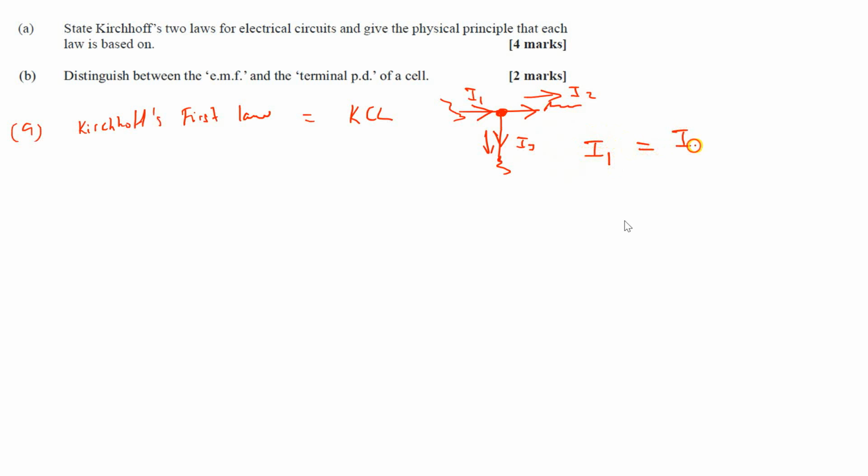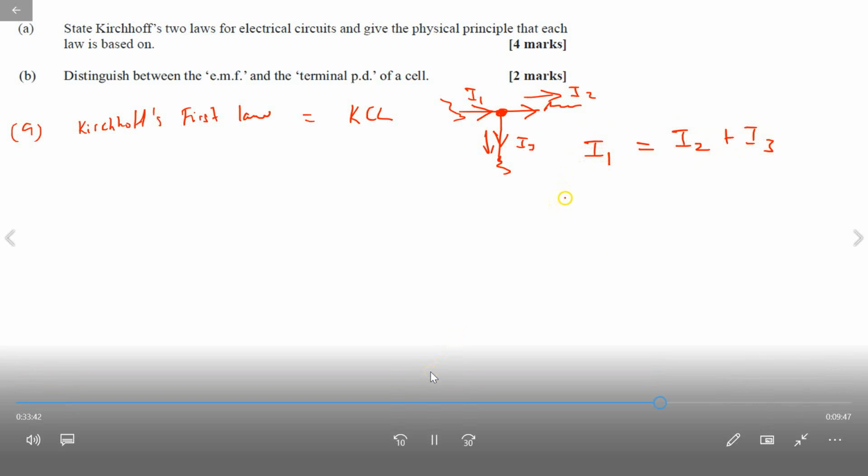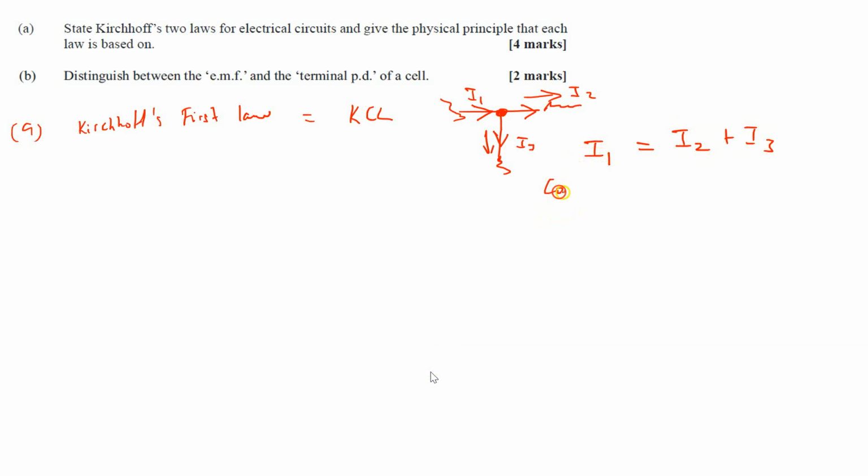So in this case, we're saying that the sum of the current entering the junction is equal to the sum of the current leaving the junction. I1 is the current that is entering the junction. I2 and I3 are the ones that are leaving the junction. So we'll simply sum that up. Okay, now, as we continue here, yes, conservation of charge.